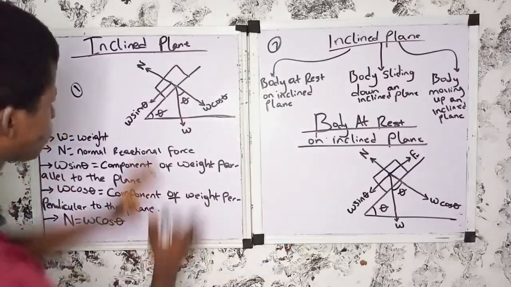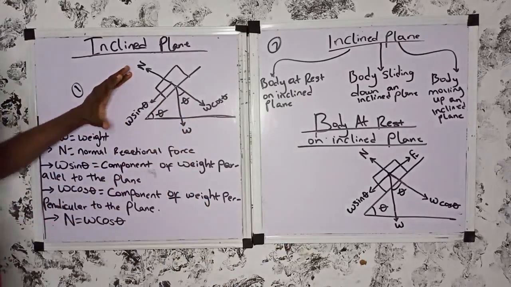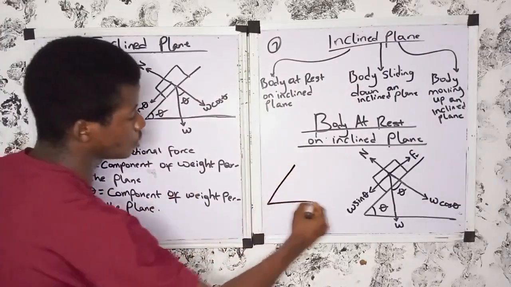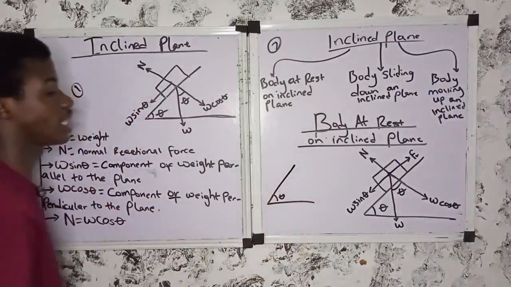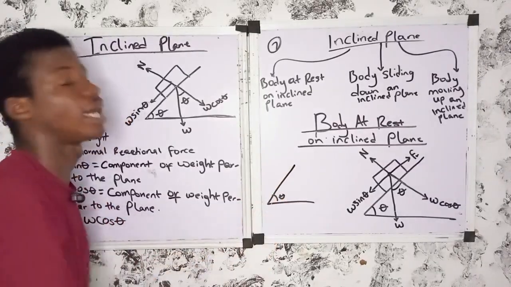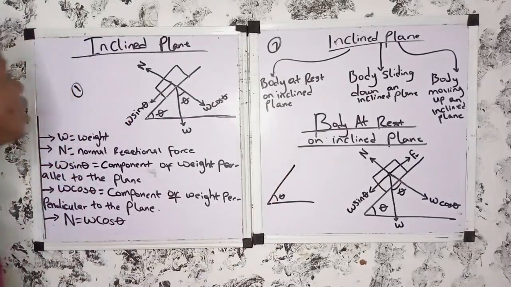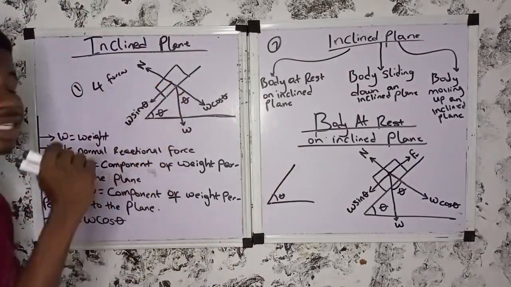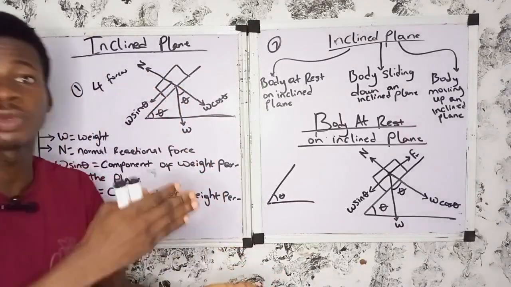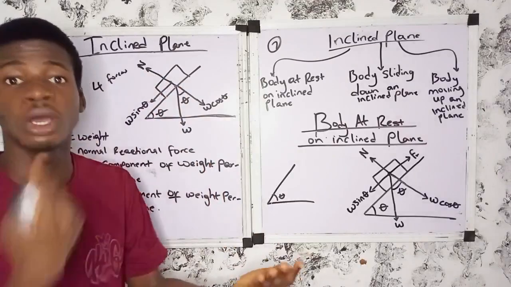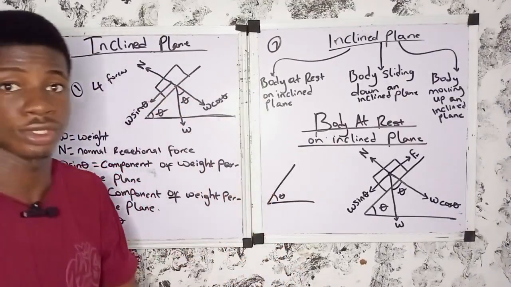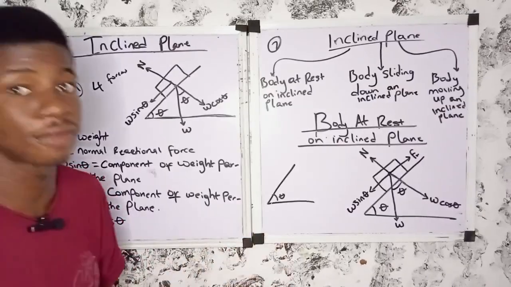Okay, so now let's start with this aspect. This is what an inclined plane looks like: a plane inclined at an angle. When an object rests on a surface, that surface usually exerts an upward force. That force is known as the reactional force, right?